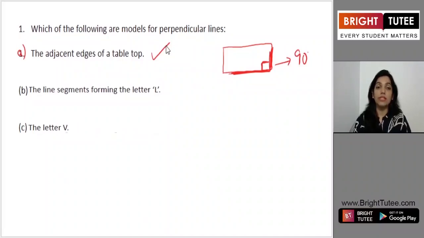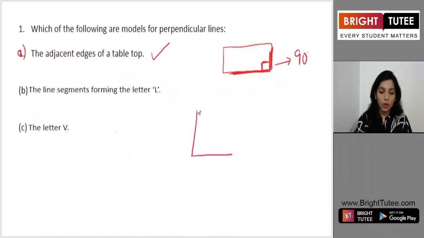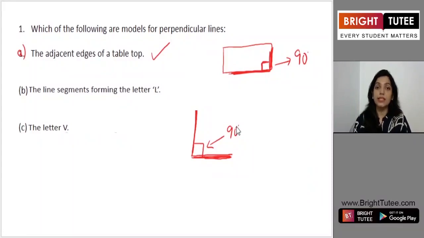Let's see what is given in part B. The line segments forming the letter L. So the two line segments that form the letter L, one is the vertical line segment and the next one here is the horizontal line segment. And where they meet, they clearly make an angle of 90 degrees, right? So yes, this is again a model for perpendicular lines.